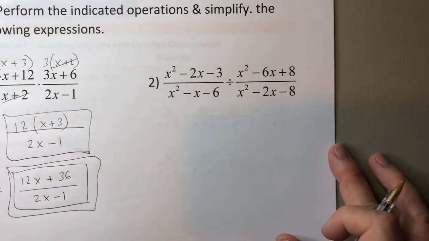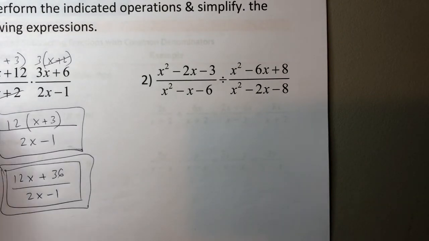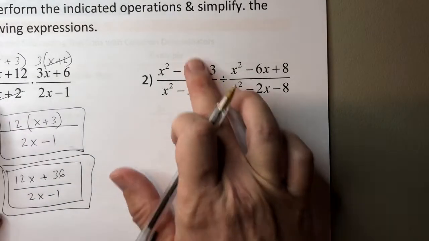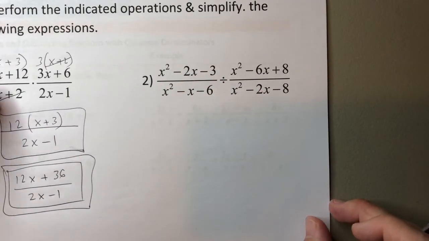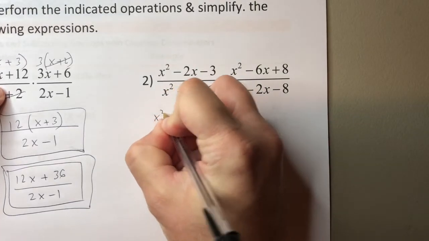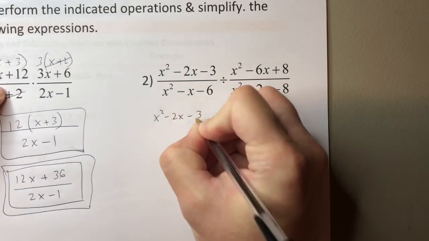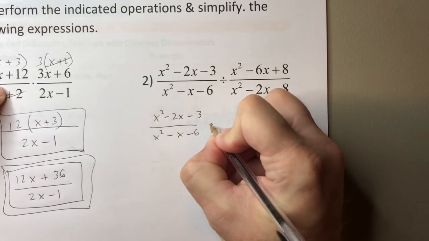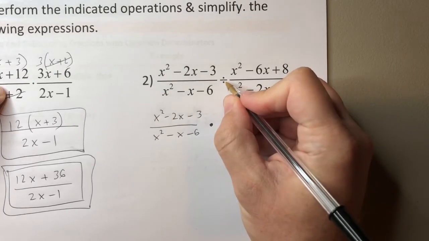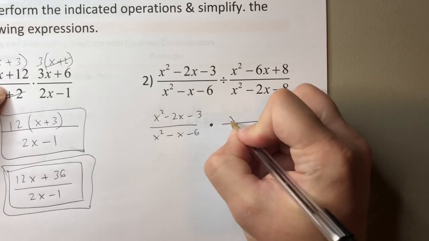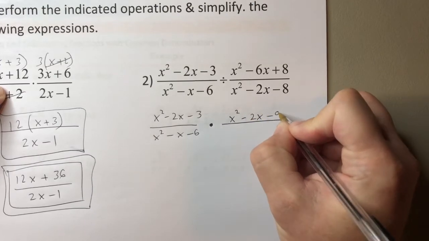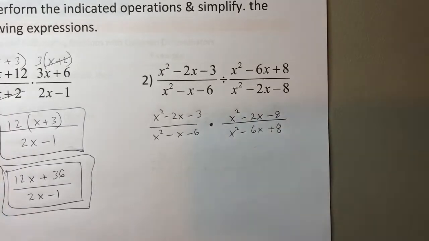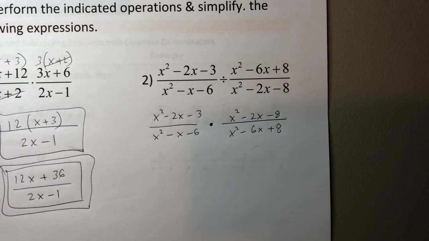All right, number 2. In number 2, notice that you have a division operation occurring. So the first step is to keep, change, flip. Your first step is to keep, change from division to multiplication, and then flip it. All right, now after we've accomplished that, everything's handled exactly the same way. So what do I mean by that?